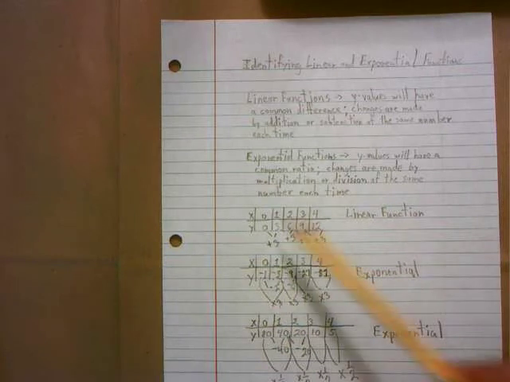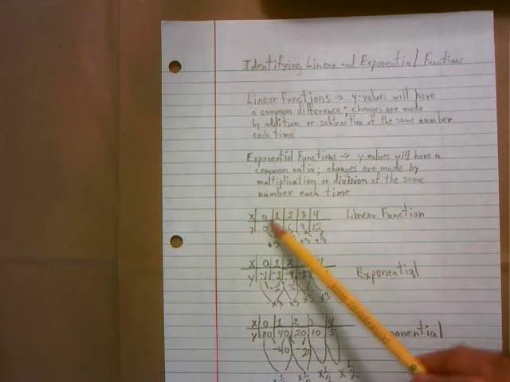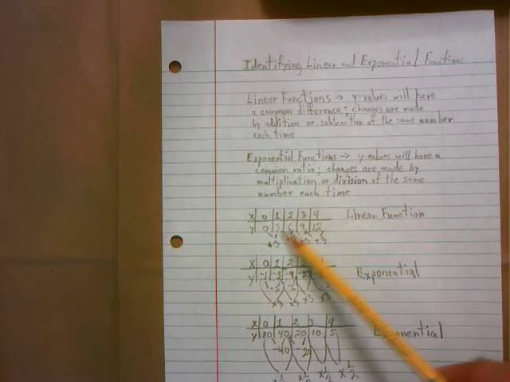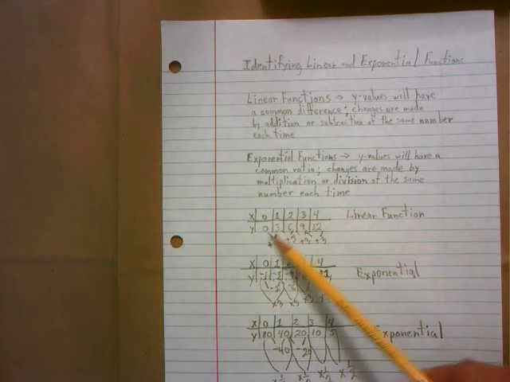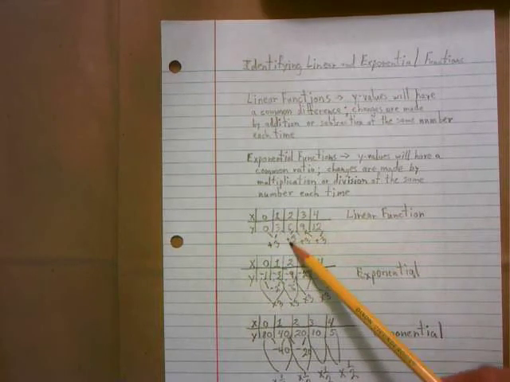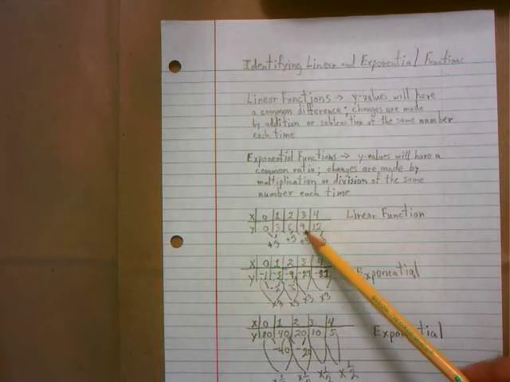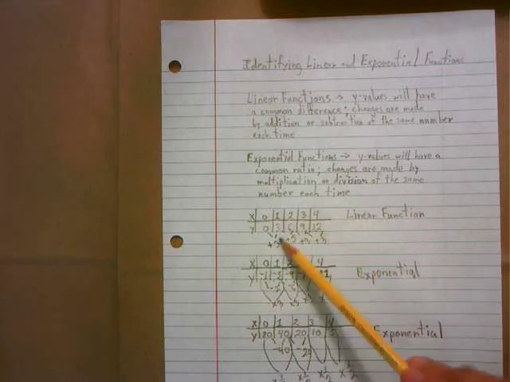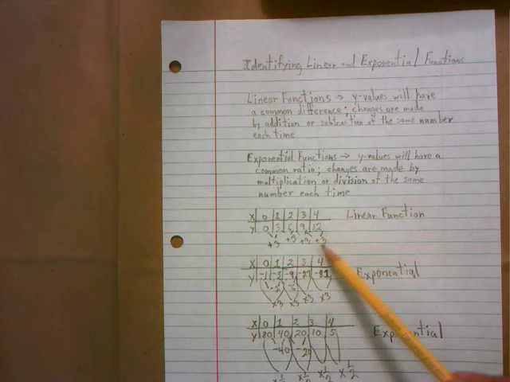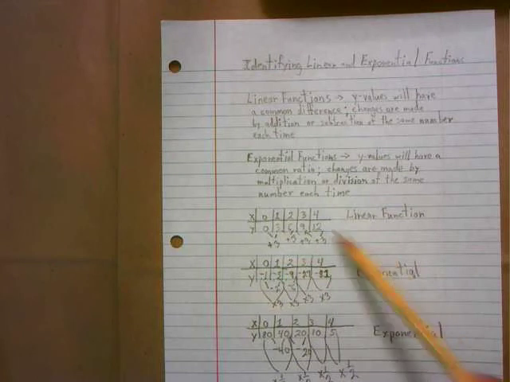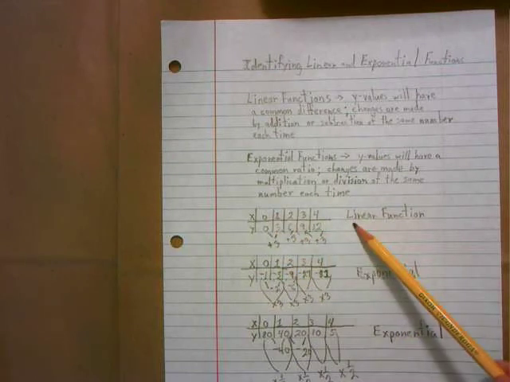So if we take a look at this grouping, we see the x values 0, 1, 2, 3, 4, and notice the y values: 0, 3, 6, 9, 12. To go from one y value to the next, we see plus 3, and to go to the next value, plus 3, plus 3, and the last value, plus 3. So we see that the y values have a common difference, plus 3 to get to the next y value. So this group of data would represent a linear function.